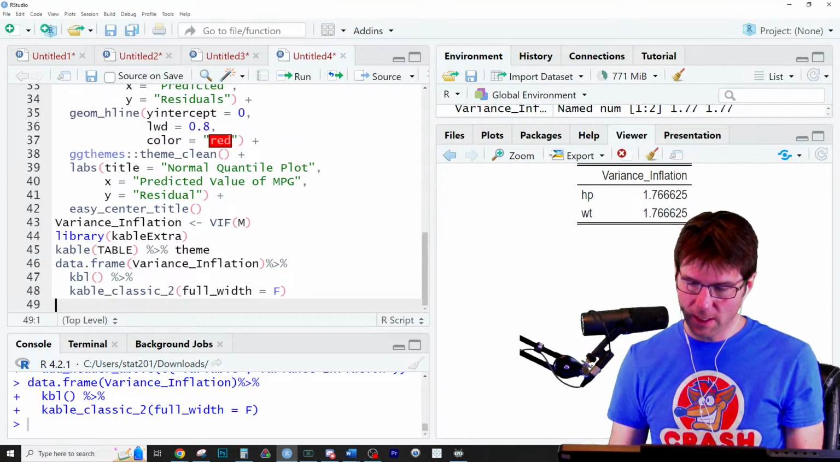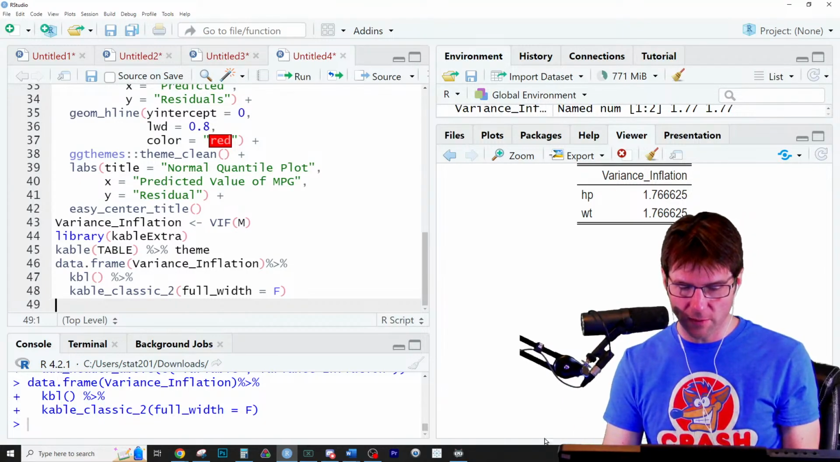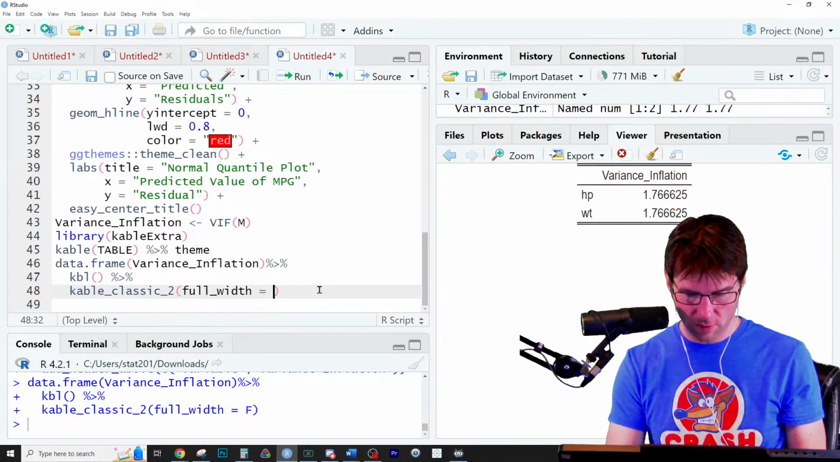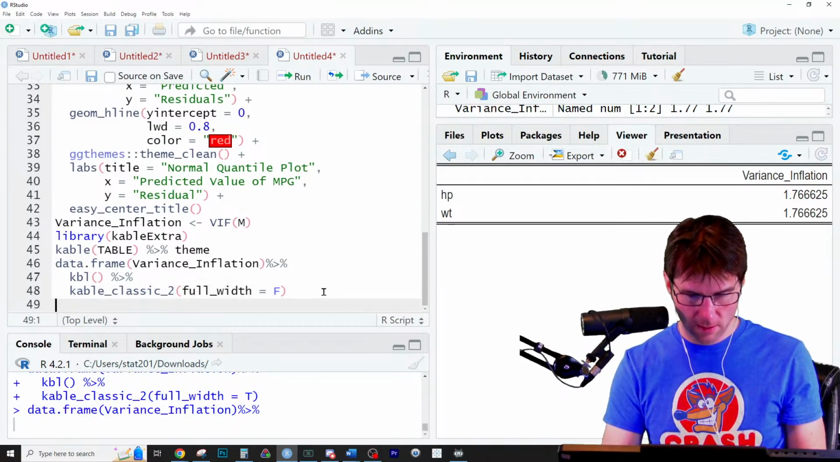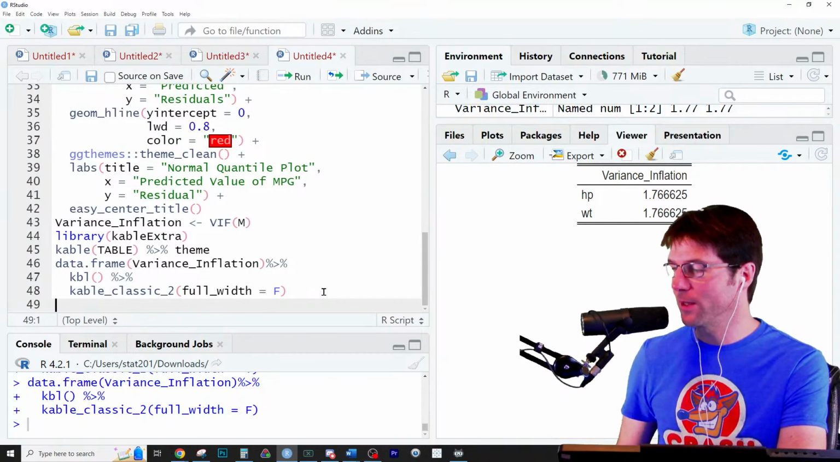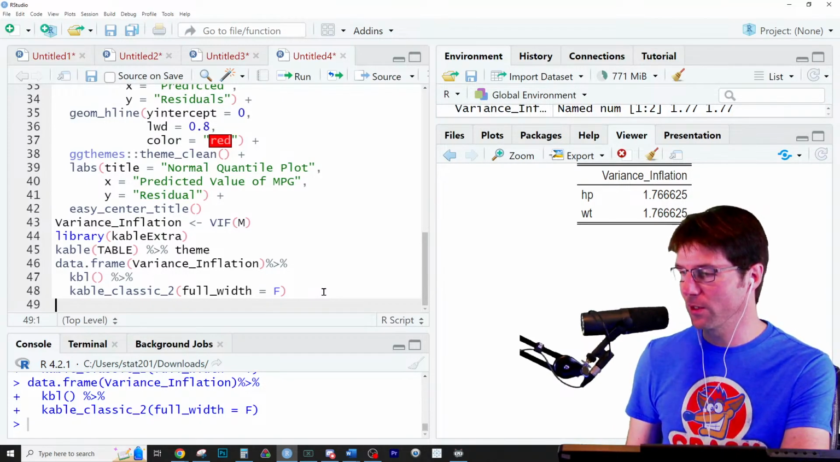I guess I can't really remove the name of the column, but the classic 2 right there, if you want to use it full width. Let's go true. What does that do? Oh my gosh, we don't want that. Just working around with these things the way you want to get it, the way to do it.